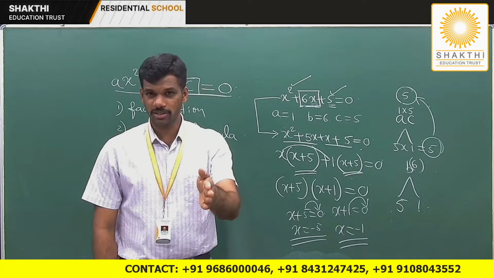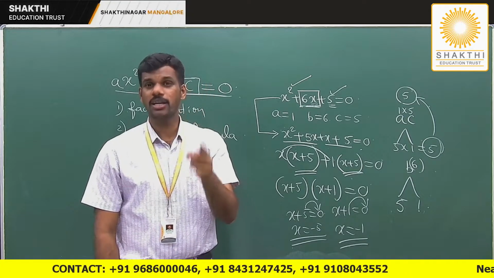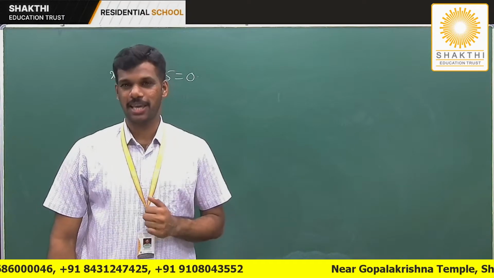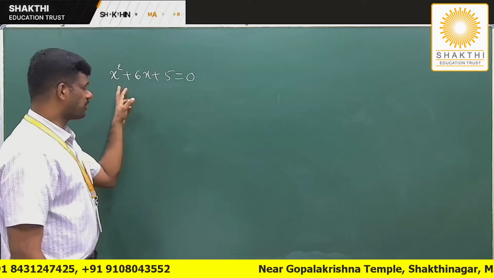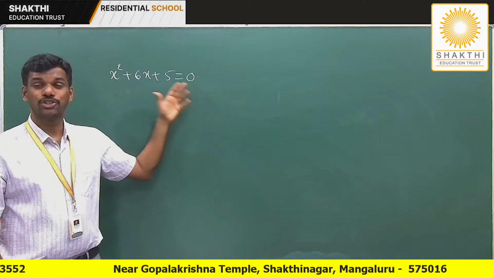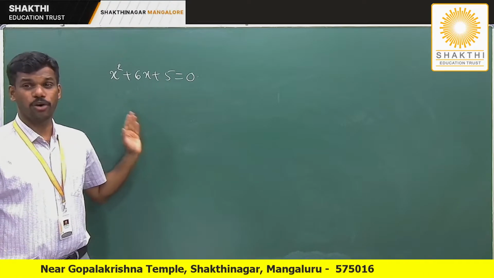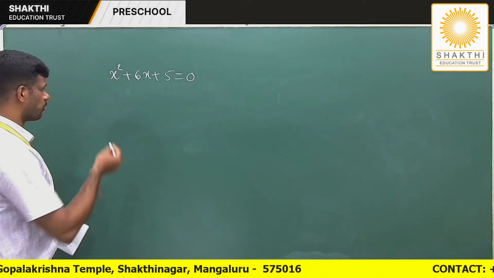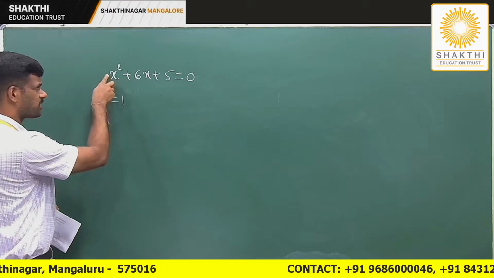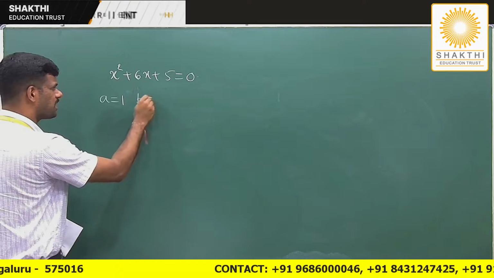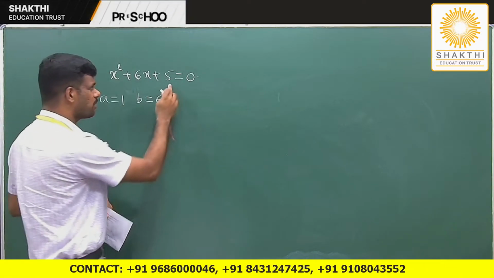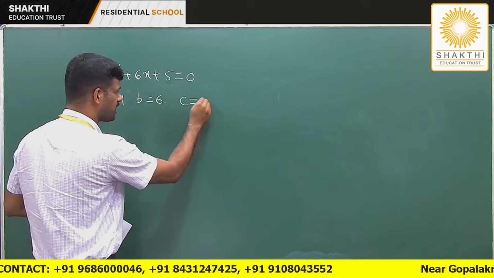Let us check whether I get the same answer in the quadratic formula method. Okay, now let us see the same problem. I repeat, x squared plus 6x plus 5 is equal to 0 should be solved by quadratic formula method. As I already told you, a is equal to 1 because in the form of ax squared you have 1. b is equal to 6. And if you ask me what is the value of c, I say c is equal to 5.